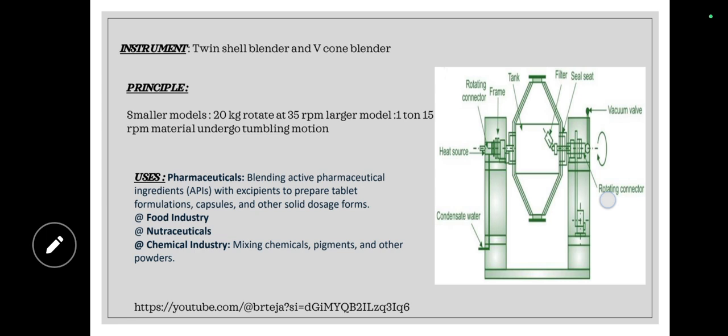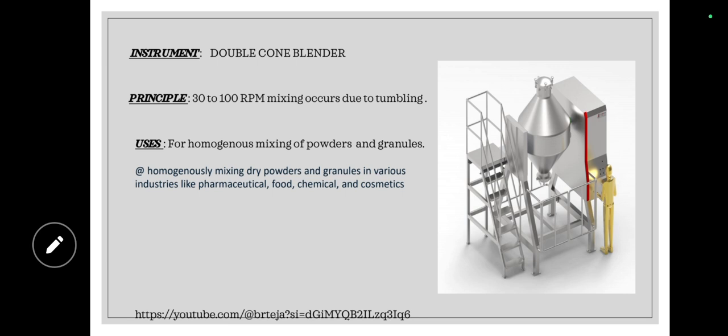Okay, next instrument, double cone blender. What is this double cone blender? Principle: 30 to 100 rotations per minute. Mixing occurs due to tumbling. What are the uses of double cone blender? For homogeneous mixing of dry powders and granules in various industries like pharmaceutical, food, chemical or cosmetics. Okay, this is called double cone blender.